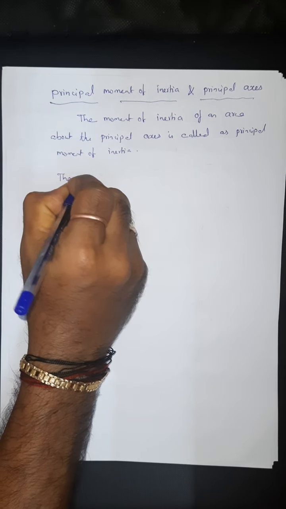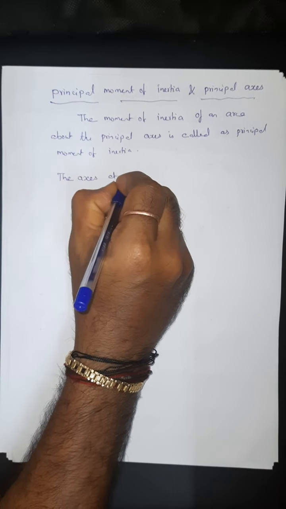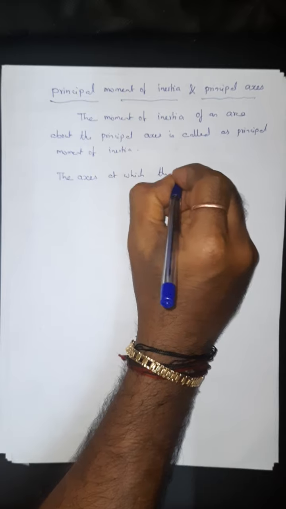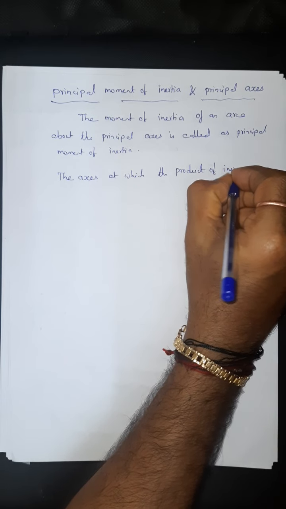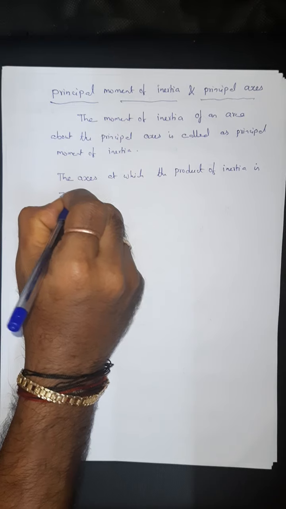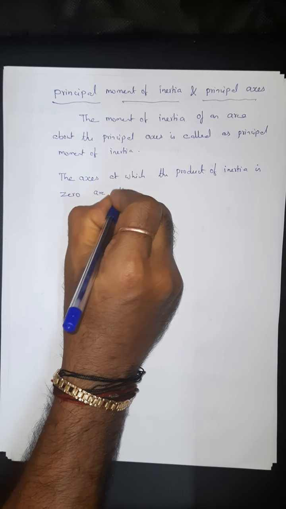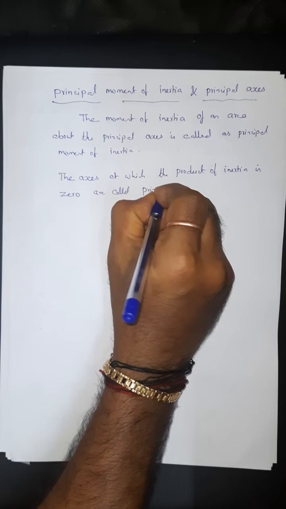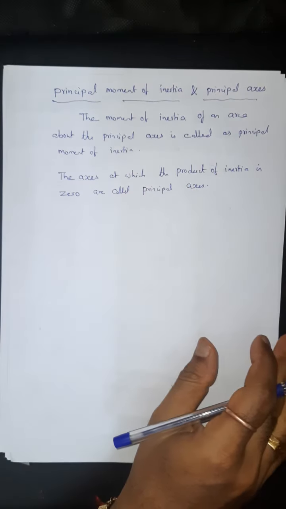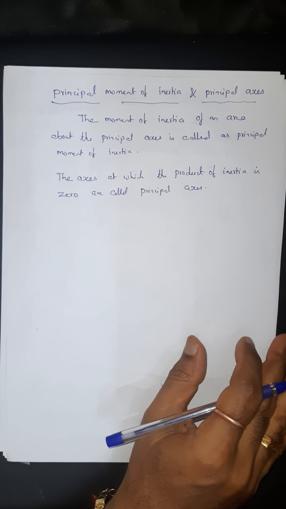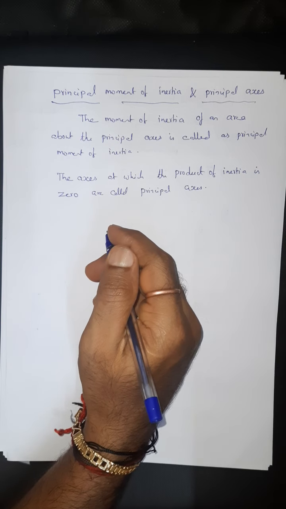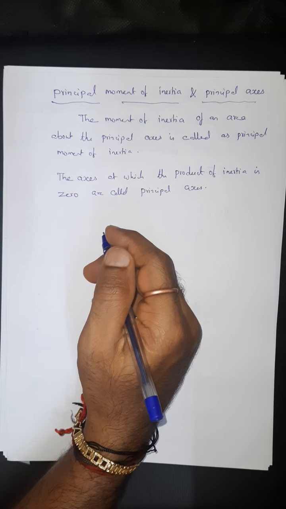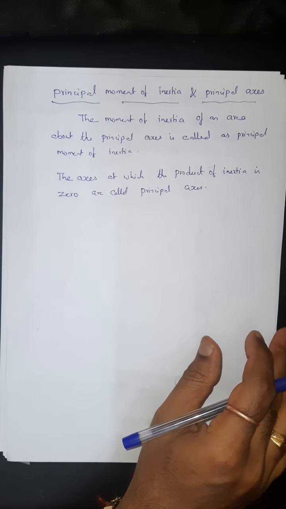The axes at which the product of inertia is 0 are called principal axes. If the axis is passing through the centroid of the cross section, it is known as the centroidal principal axis, and the corresponding moment of inertia is known as the centroidal principal moment of inertia. There will always be two principal axes at a given point of the area, mutually perpendicular to each other, that is the x and y axis.